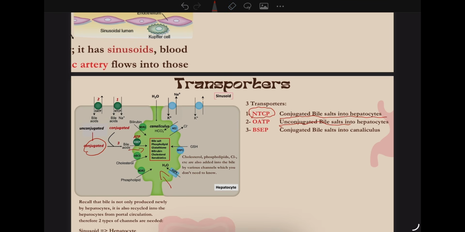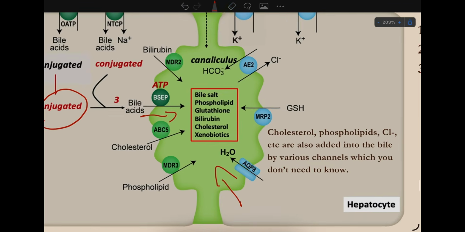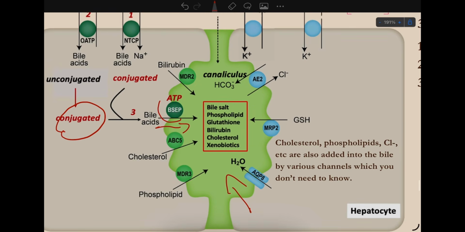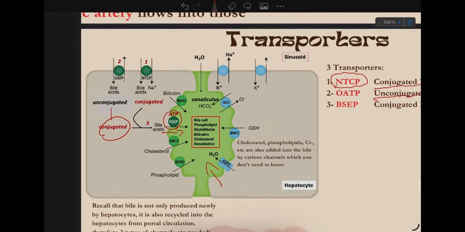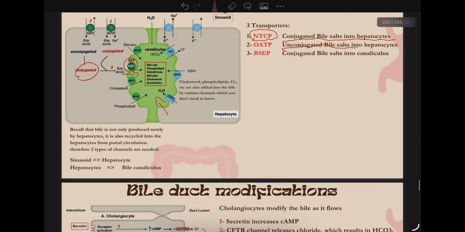Now, just a side note for people who speak Arabic. This you can remember by the name, basib. Basib is "I leave" in Arabic. And basically, it's leaving the hepatocyte. If you do not speak Arabic, just memorize it. This is not for you.